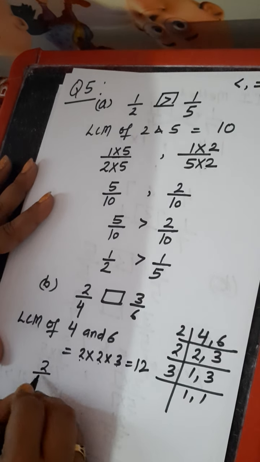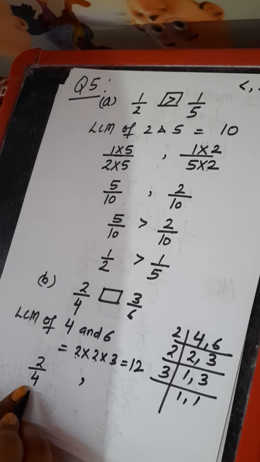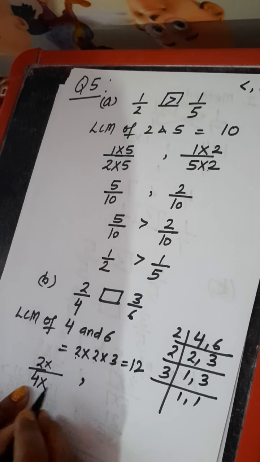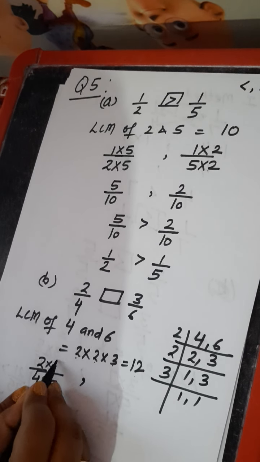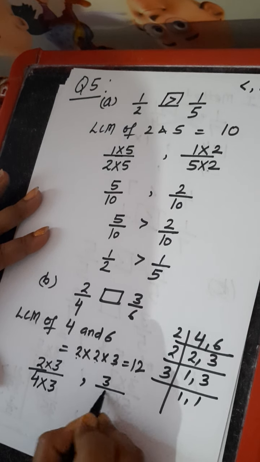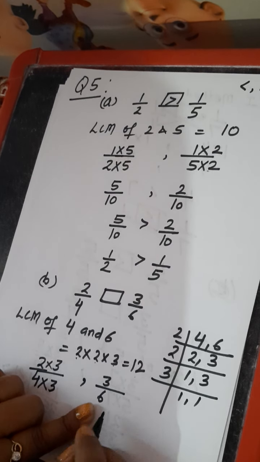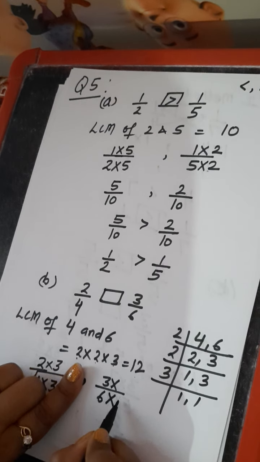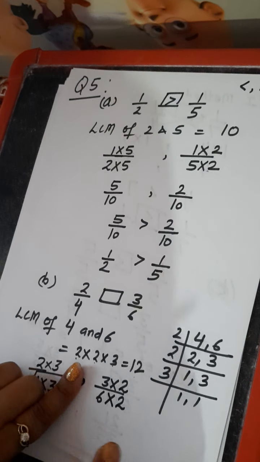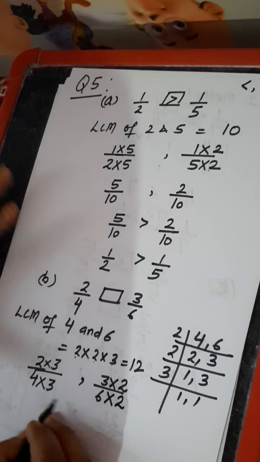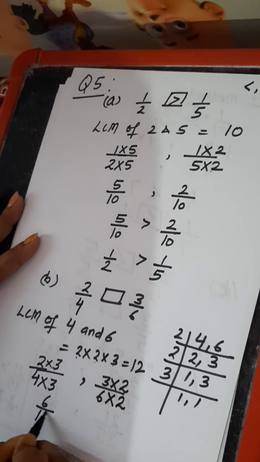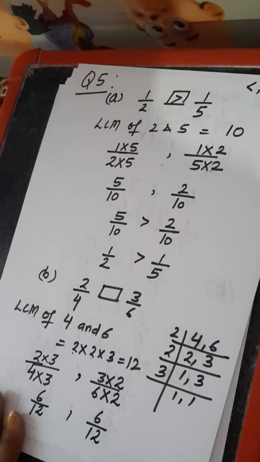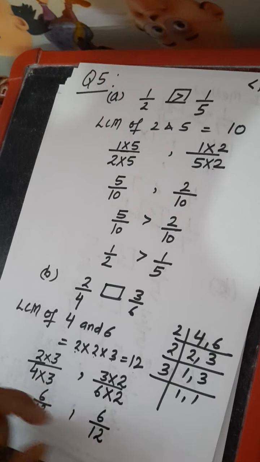So next I have 2 upon 4. In the denominator I need 12 because our LCM is 12. By which number do I multiply 4 so that I will get 12? 4 3s are 12. So I will multiply 3 in the numerator also. Here we have 3 upon 6. By which number do I multiply 6 so that I will get 12? 6 2s are 12. So I will multiply by 2 in the denominator and in the numerator as well. So here I have 6 upon 12, again 6 upon 12.